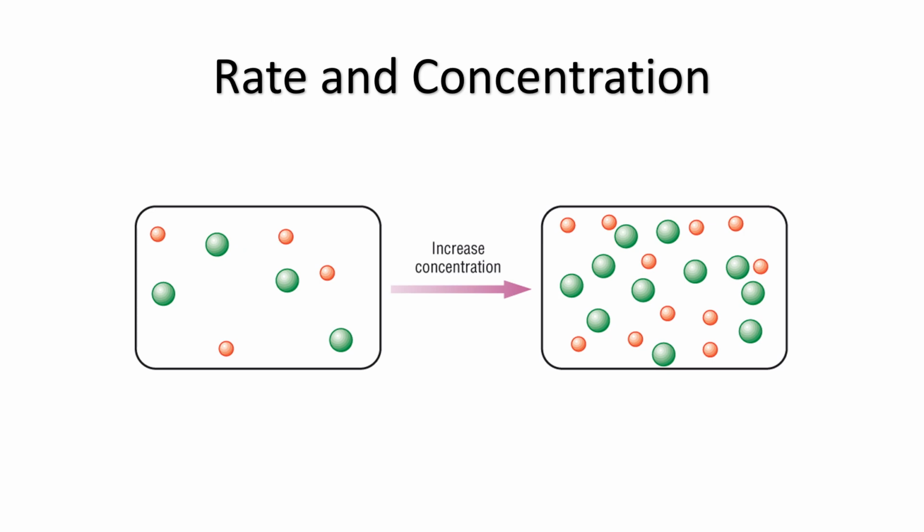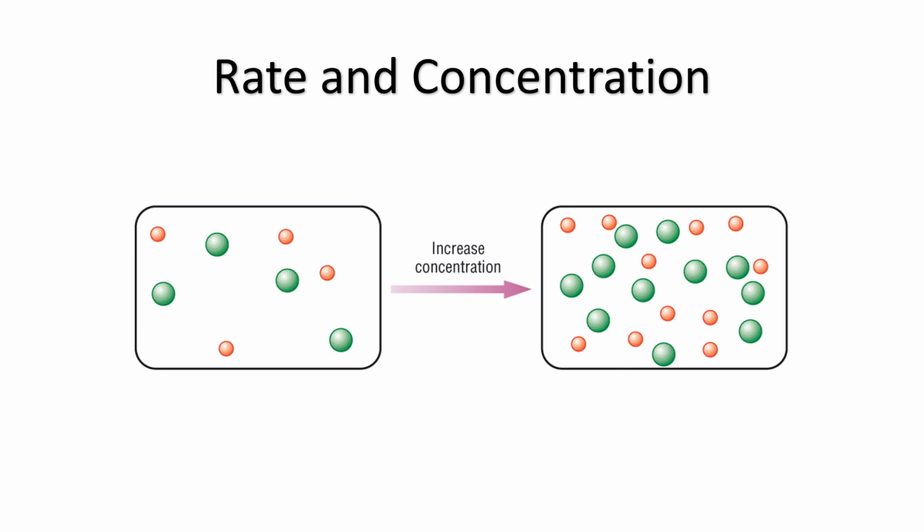And when there are only 4 particles in the container, which is a silly example, but just to illustrate it, the frequency of those collisions is going to be quite low. And therefore they're not going to collide as often, and therefore the rate of the reaction is going to be lower because there are less frequent collisions between the particles.